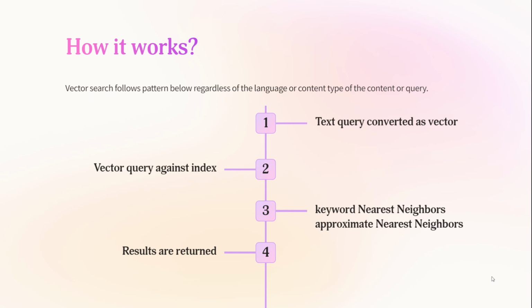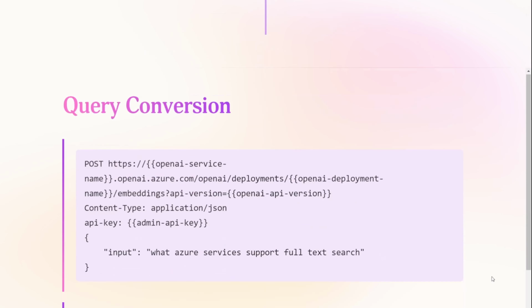How does it work? Basically, your text is converted into a vector, and that is stored against your index. And then whenever you're doing a query, the text is converted into a vector, and then the vector query runs against the index, which has the vector field. The important thing here is it's going to use an algorithm called k-nearest neighbors or approximate nearest neighbor. And eventually the results are returned.